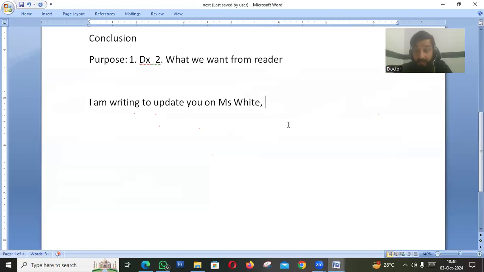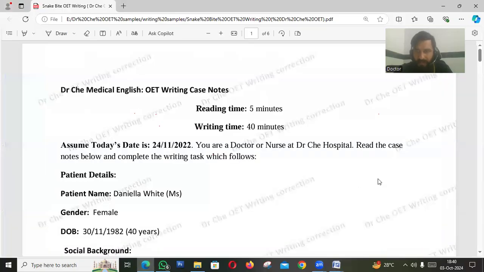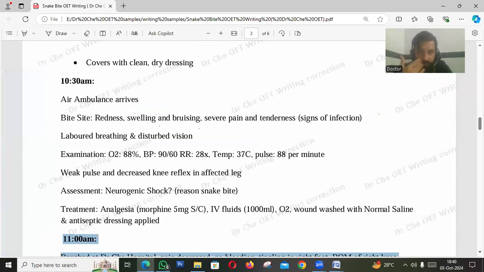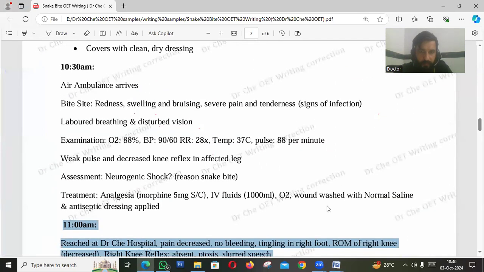Okay. Then the issue of the patient. Are we going to write the age here? You can write it, it's optional, okay? Let us skip it. Just write the main issue of the patient. So what is the main diagnosis? Neurogenic shock due to snake bite.